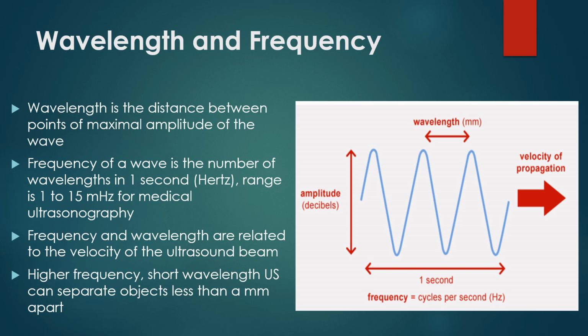And as far as how it affects us, the higher frequency, short wavelength ultrasound waves can separate objects less than a millimeter apart. So for things that are very close to the surface, where you want very good delineation of structure, such as an arterial line or the IJ for a venous line, it's a very, very good frequency.